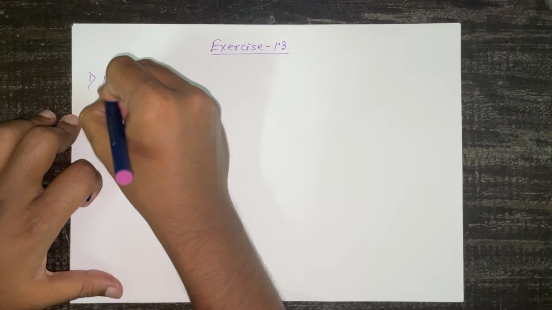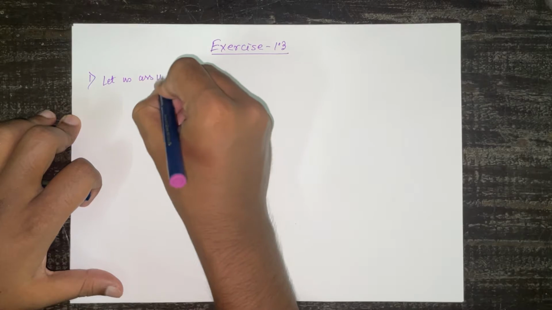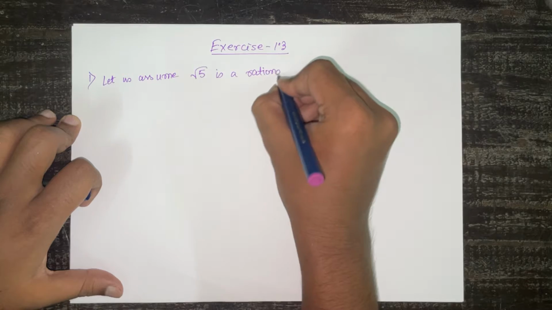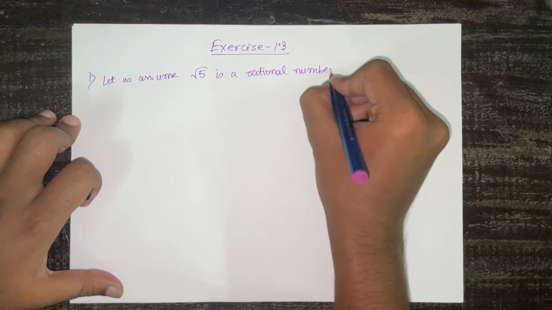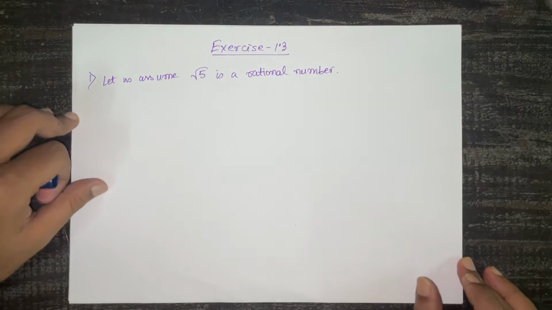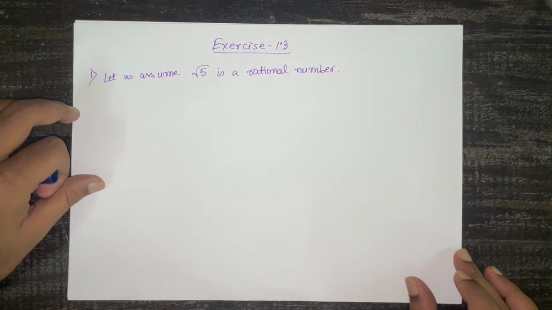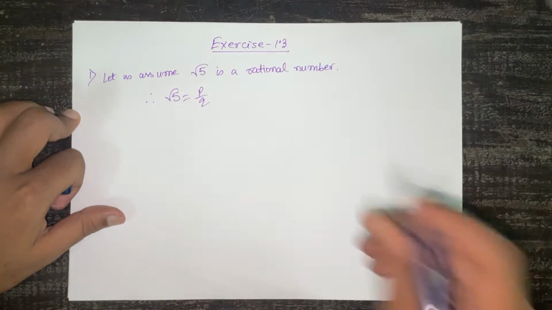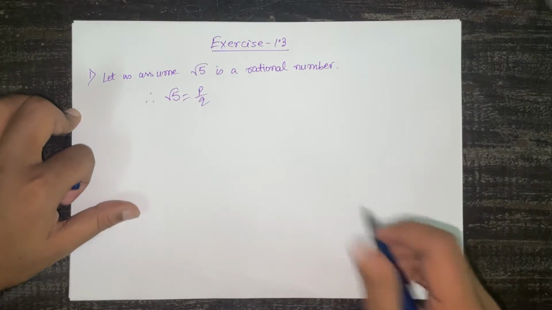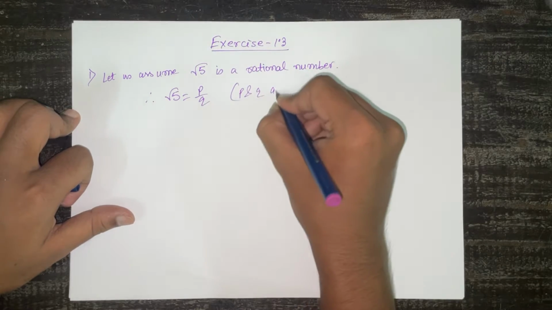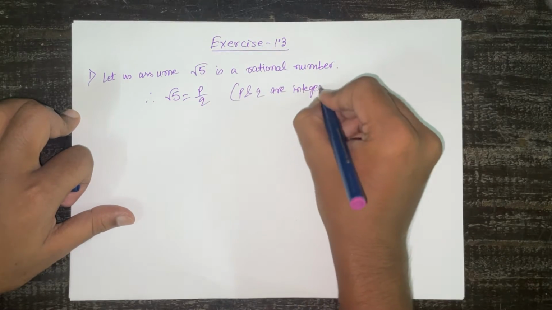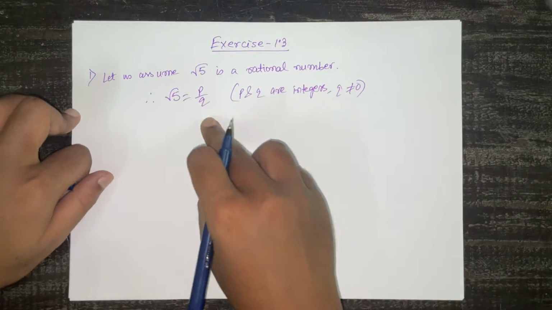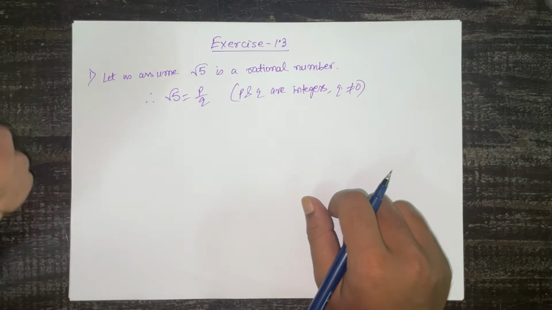So we are going to assume, so let us assume root 5 is a rational number. This is the first line we are going to write. Once we have assumed that root 5 is a rational number, we can write root 5 is equal to p by q. Of course, because rational numbers can be expressed in the form of p by q, where p and q are integers and q is not equal to 0. Along with that, we can also assume that p and q are in the simplest form. That means p and q are co-prime numbers.